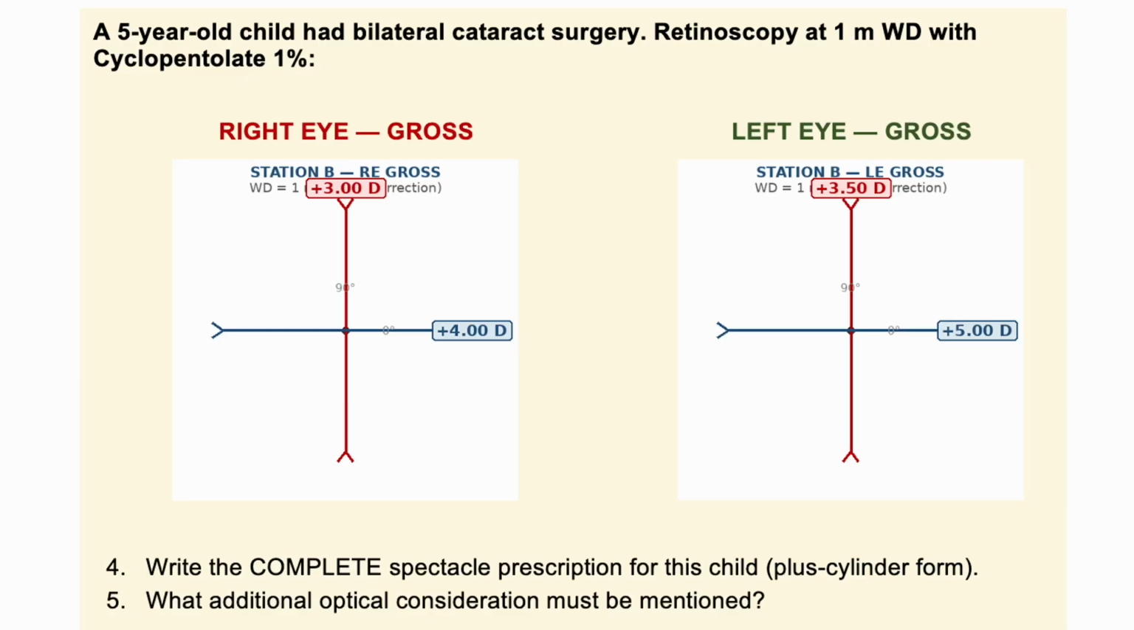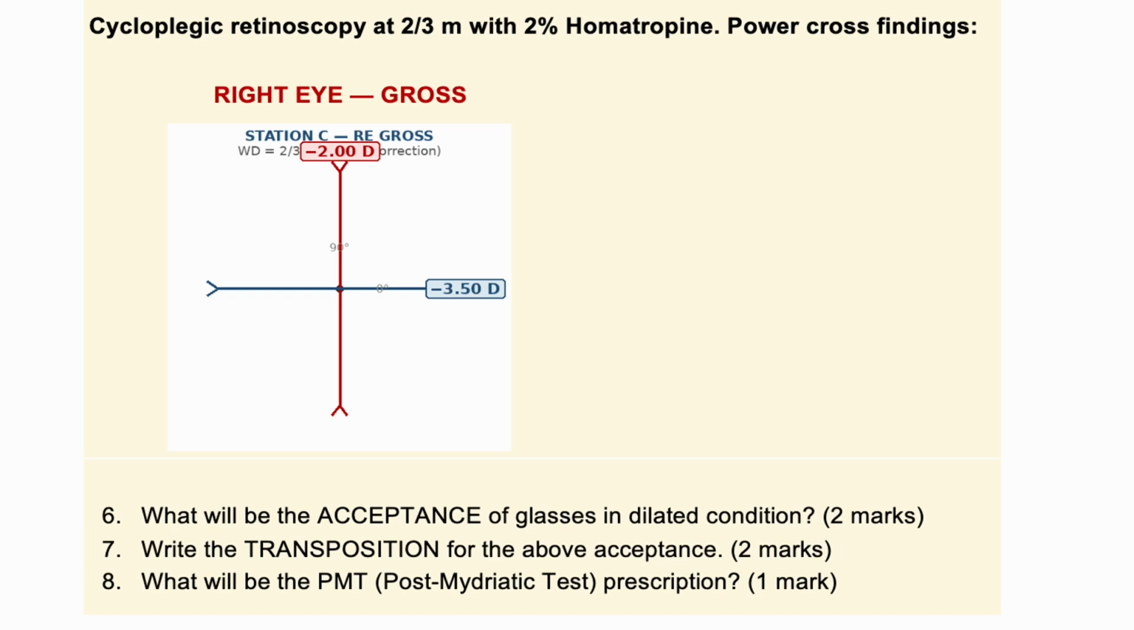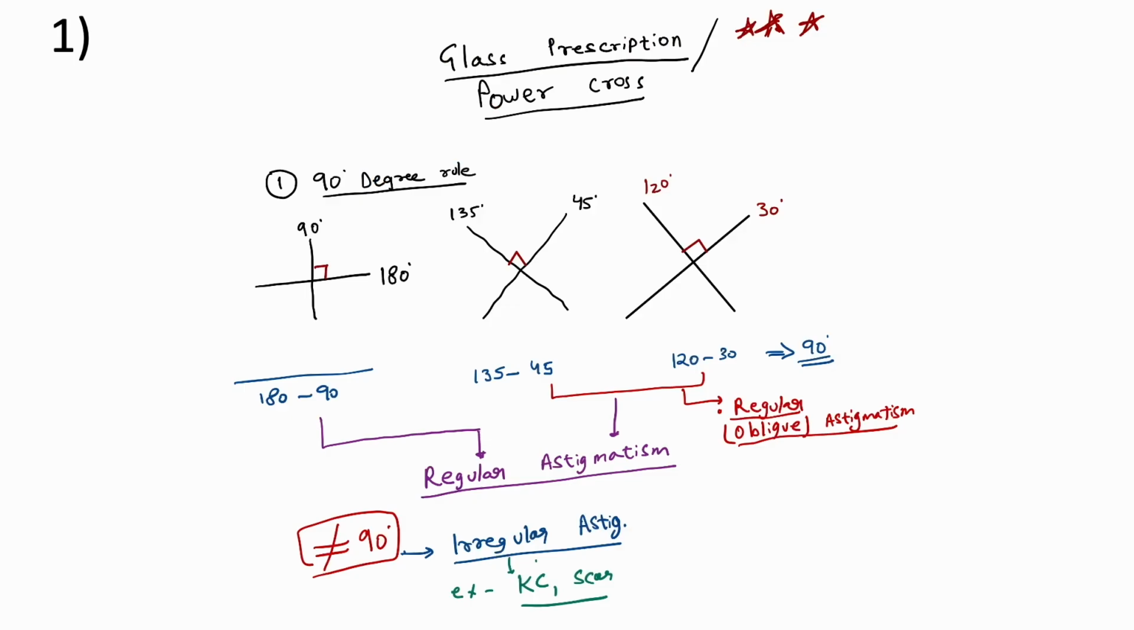So here we start. This is the patient. Now working distance is 1 meter. Cyclopentolate was used. There is one cycloplegic retinoscopy was done. Working distance is 2 by 3 meter. Home atropine 2% was used. So now we first see the 90-degree rule.